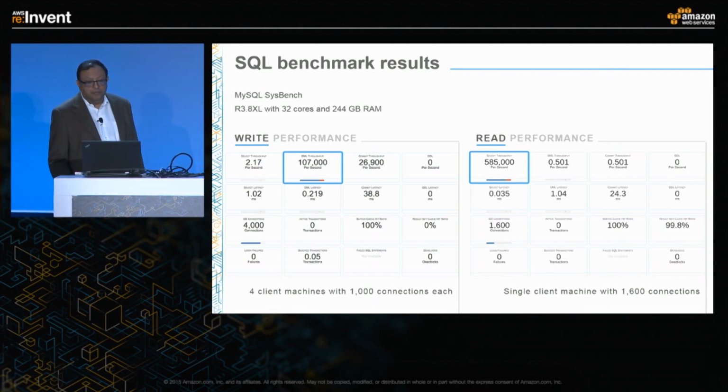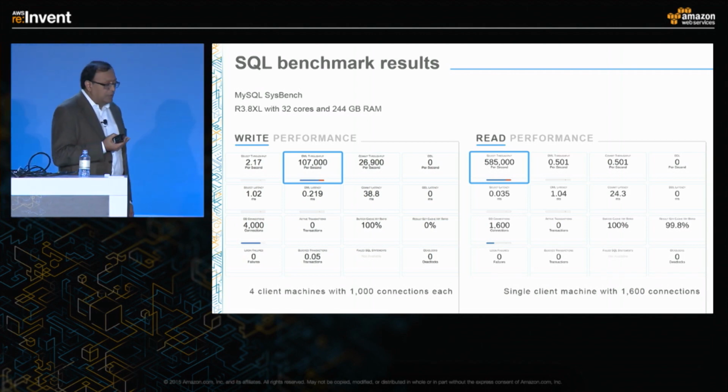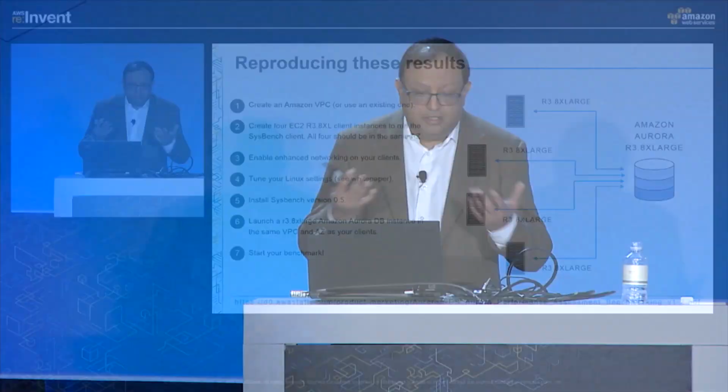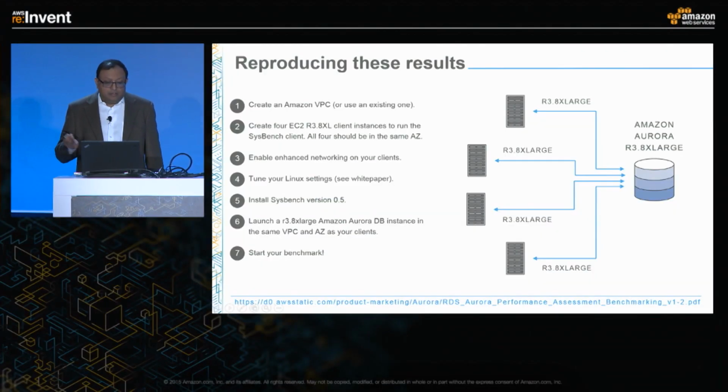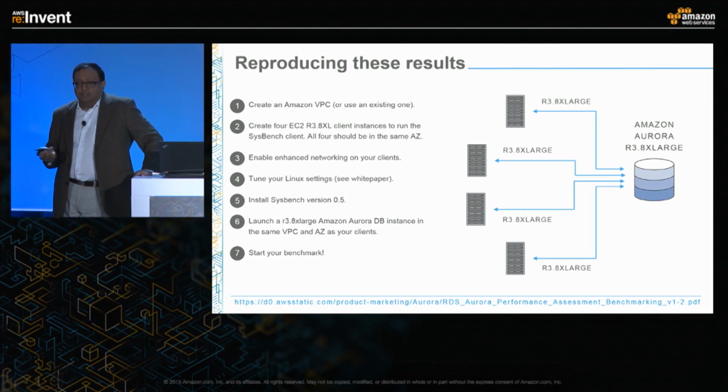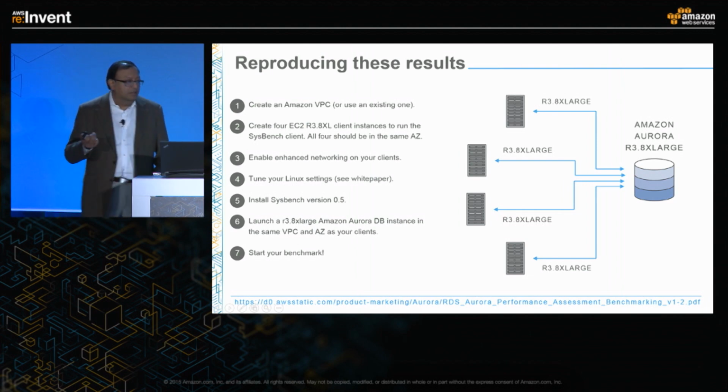Some folks have been doing that. We actually have a white paper that you can use to duplicate these results, and it shows some of the things you should be doing if you want to get high performance. For example, you want to run multiple client machines and set enhanced networking on them. You need to tune your Linux settings a little bit in order to get the throughput you need. And you obviously want to run the clients and the servers in the same AZ to get the full throughput. You should be able to get numbers very similar to the ones I showed. Performance is obviously lower as the instance types go down, as you'd expect.